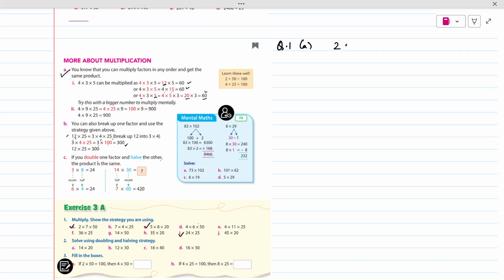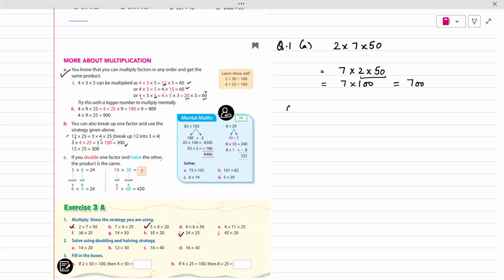A is 2 multiplied by 7 multiplied by 50. Okay, so now what I am going to do is, I am going to change the order. I am writing this as 7 into 2 into 50. Okay, and then I will multiply these two first. So we have 7 into 100, which will give us 700. Easy. So what we have done, we have changed the order and then we have multiplied them. This is the first part.